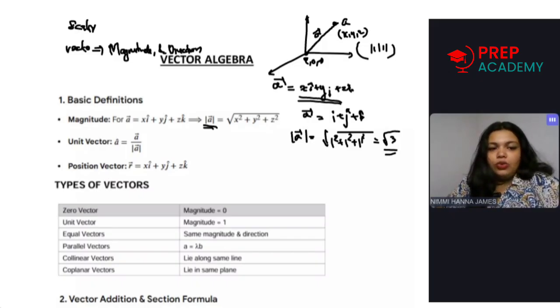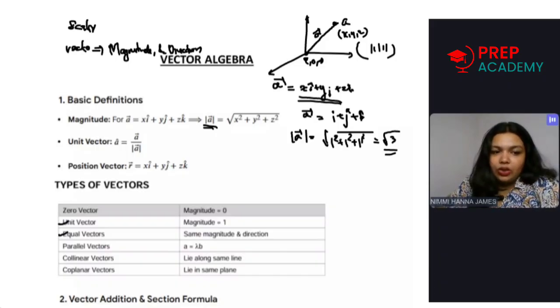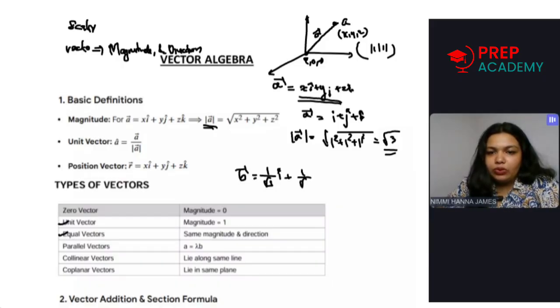Okay, now depending on the magnitude, we can divide vectors into different types: unit vector, equal vectors, etc. So unit vector, as the name says, has the magnitude 1. Any vector which has a magnitude 1 is called a unit vector. For example, if we have a vector b equal to 1 by root 3 i plus 1 by root 3 j plus 1 by root 3 k. Okay, this is a vector. I am taking the magnitude of this vector.